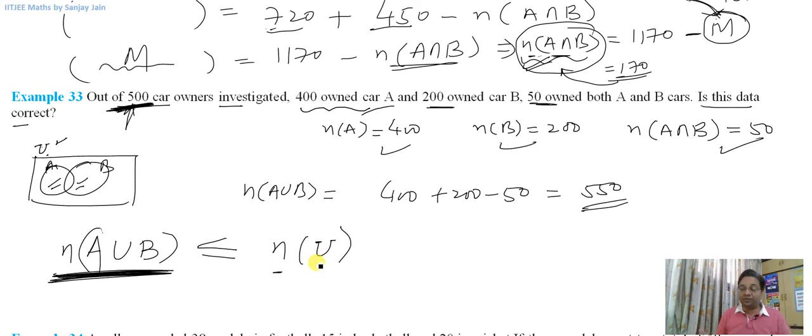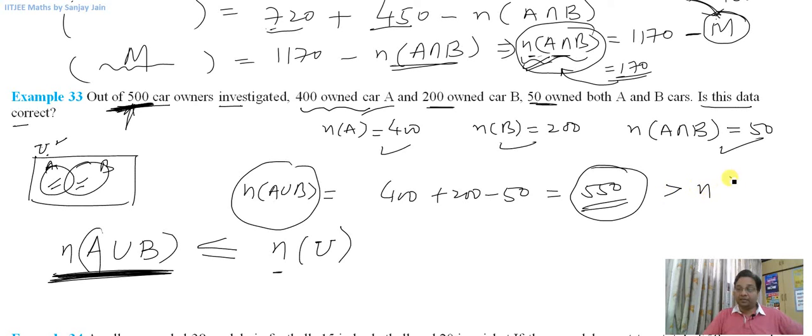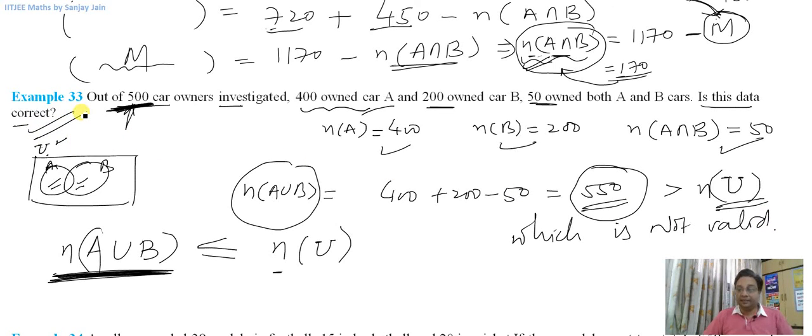Then what is the sense of having a universal set if it can go beyond that? A universal set contains everything that is under discussion, right? So nothing can be bigger than the universal set. So this data is incorrect because the number of elements in A union B is coming out to be greater than the number of elements in the universal set, which is not valid. Hence the data given in this question is incorrect.